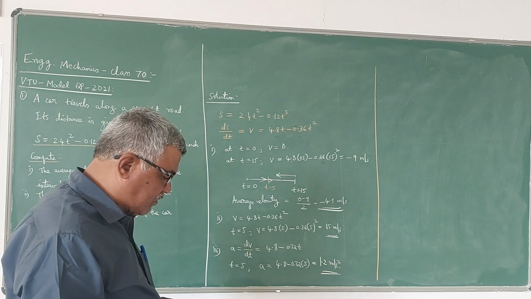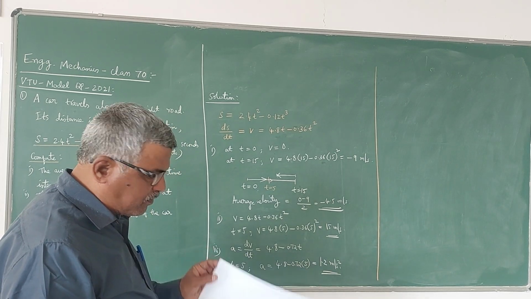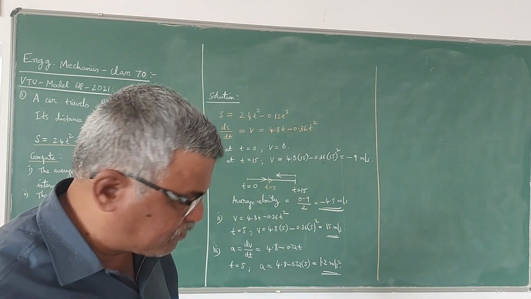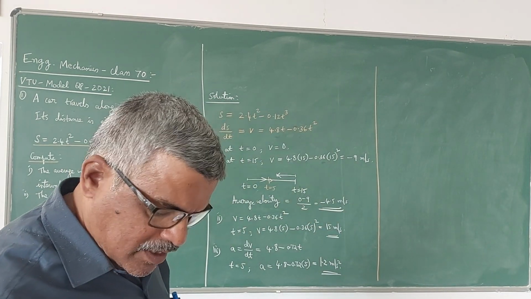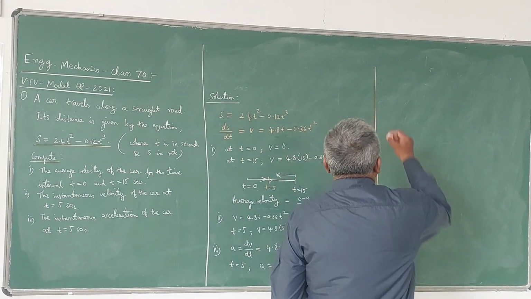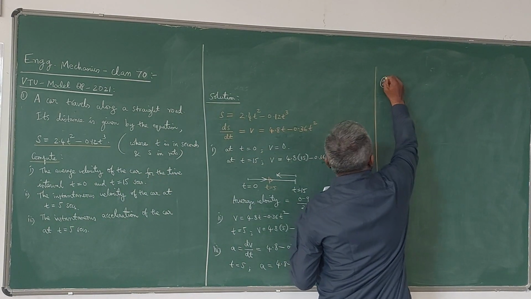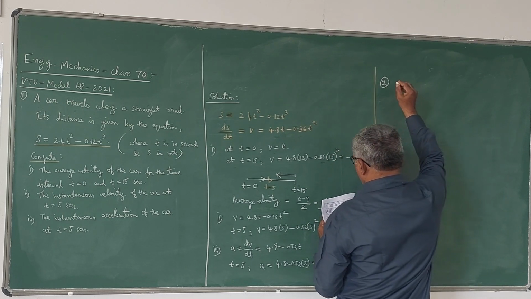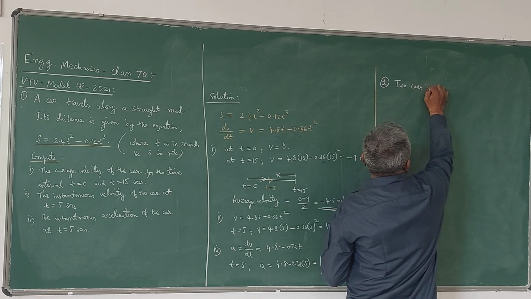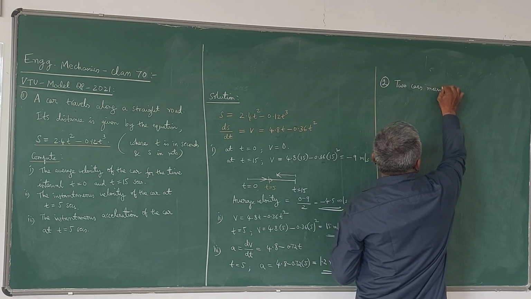So, model question problem. Now the second problem is also a kinematics problem. It is from a different question paper, model paper. So the problem states like this. Understand the problem correctly. I write the problem now. The second problem is like this: two cars moving in the same direction.